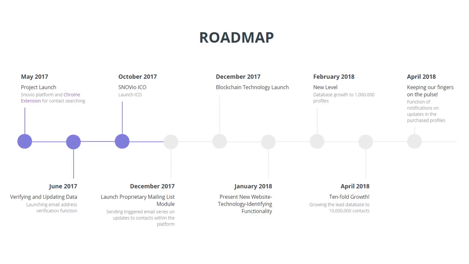So in December, they are launching their proprietary mailing list module. They are also launching blockchain technology, so we're here already. It should be launched imminently. They are presenting a new website technology identifying functionality next January, not far away. They are growing the database to over 1 million profiles by February, and they hope to have tenfold growth by April 2018. They'll be very much focused on marketing now, as they already have the product up and running. So by April 2018, they'll be keeping their fingers on the pulse, continuing to market, continuing to update as and where necessary.